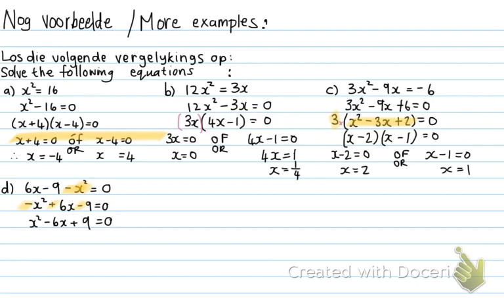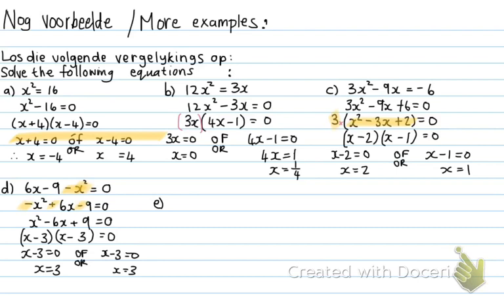Okay, now I'm going to factorize that trinomial. So I will get x minus 3 and x minus 3. Now I set each bracket equal to 0. So I get x is equal to 3 or x is equal to 3. So x is actually just 3.